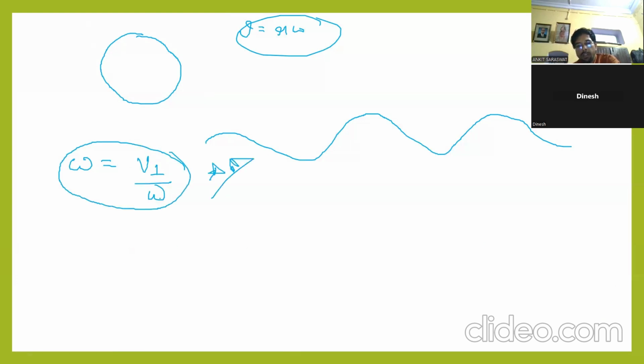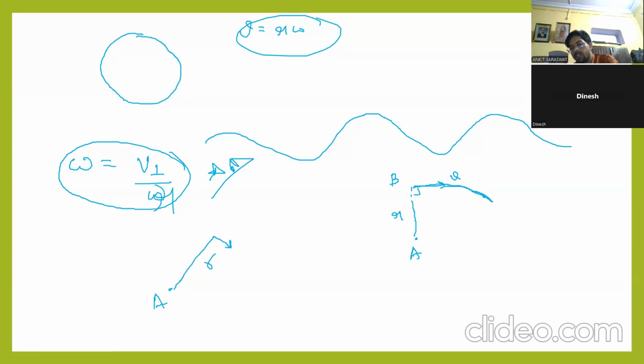In this formula, R is from the center, and here the velocity is perpendicular. This is A, point B is here. Clear? If the angle between the velocity and R is perpendicular here, it will try to move in a circular path. Clear?